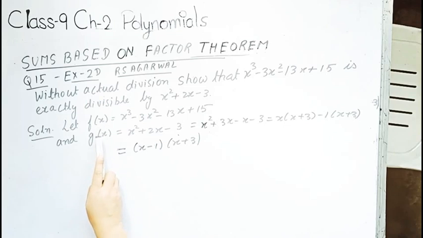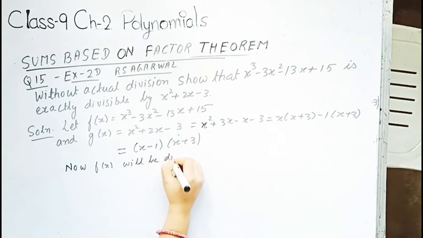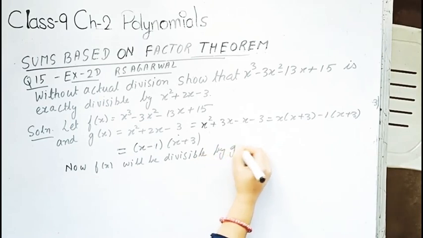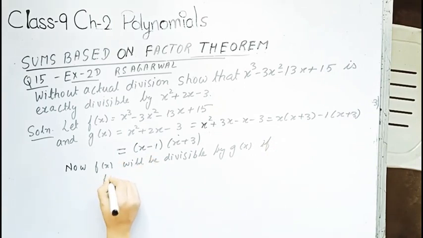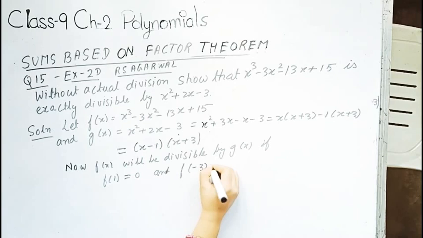Therefore, f(x) will be divisible by g(x) if it is divisible by both x - 1 and x + 3. That is, we will be writing: now f(x) will be divisible by g(x) if f(1) = 0 and f(-3) = 0.